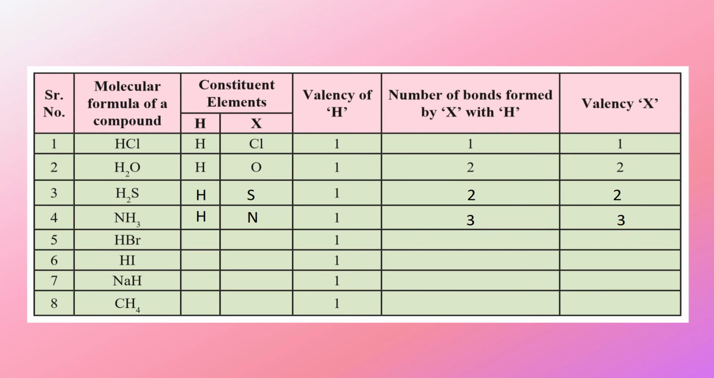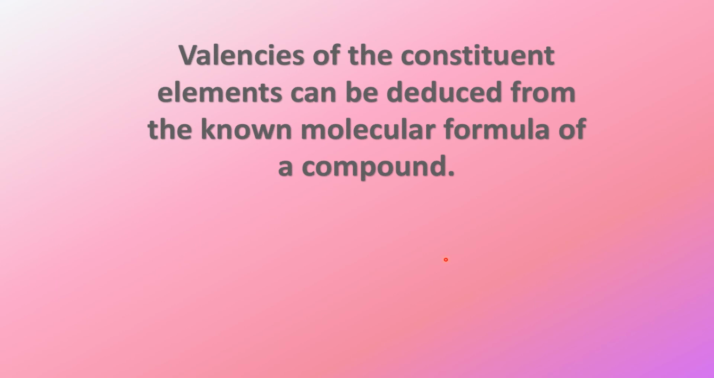Next, here the constituent elements are H and Br, bromine, and the valency of hydrogen is 1, and the chemical bonds formed are also 1. And now we'll see about the next. Valencies of the constituent elements can be deduced from the known molecular formula of a compound.